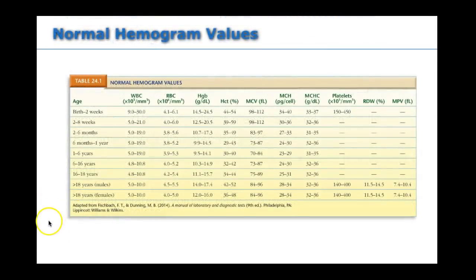All right, here are your normals, and again, these vary from facility to facility, so don't think that these are going to apply for your whole nursing career, okay? This is pediatrics, this is what we're looking at. WBCs are listed there. You see in the infant stages, the WBCs can be a little bit higher and still be normal, okay? As you get older, you get closer to the adult ranges.